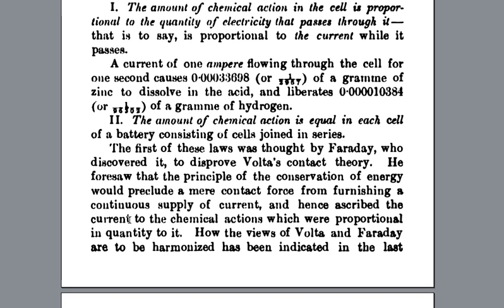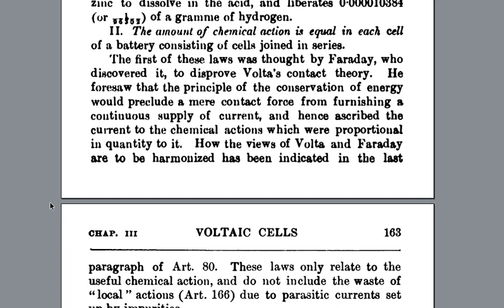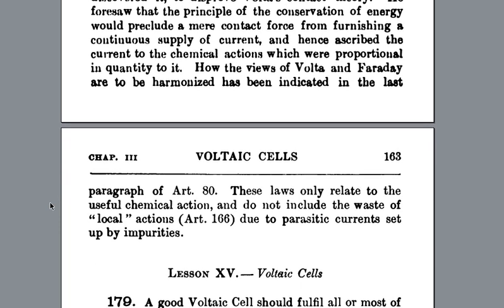2. The amount of chemical action is equal in each cell of a battery consisting of cells joined in series. The first of these laws, discovered by Faraday, was thought to disprove Volta's contact theory. Faraday foresaw that the principle of the conservation of energy would rule out the possibility of a mere contact force furnishing a continuous supply of current. He therefore attributed the current to the chemical actions, which are proportional in quantity to the current. How the views of Volta and Faraday can be reconciled has been indicated in earlier paragraphs. These laws, however, only concern the useful chemical action and do not account for the waste due to local actions caused by parasitic currents arising from impurities.